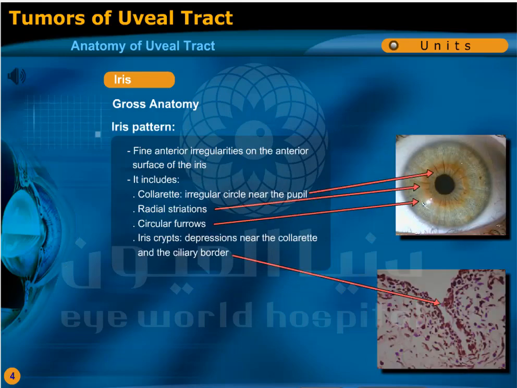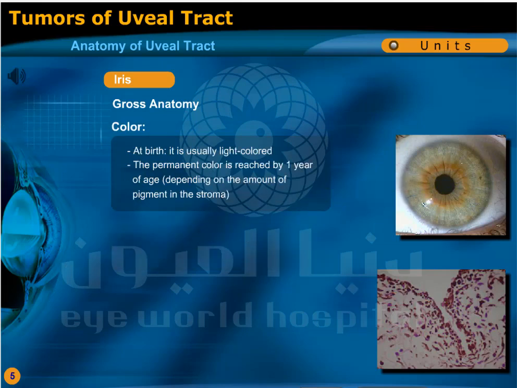Iris pattern: fine anterior irregularities on the anterior surface of the iris. It includes collarette, which is irregular circle near the pupil, radial striations, circular furrows, and iris crypts, which are depressions near the collarette and the ciliary border. Color of the iris. At birth, it is usually light colored. The permanent color is reached by 1 year of age, depending on the amount of pigment in the stroma.